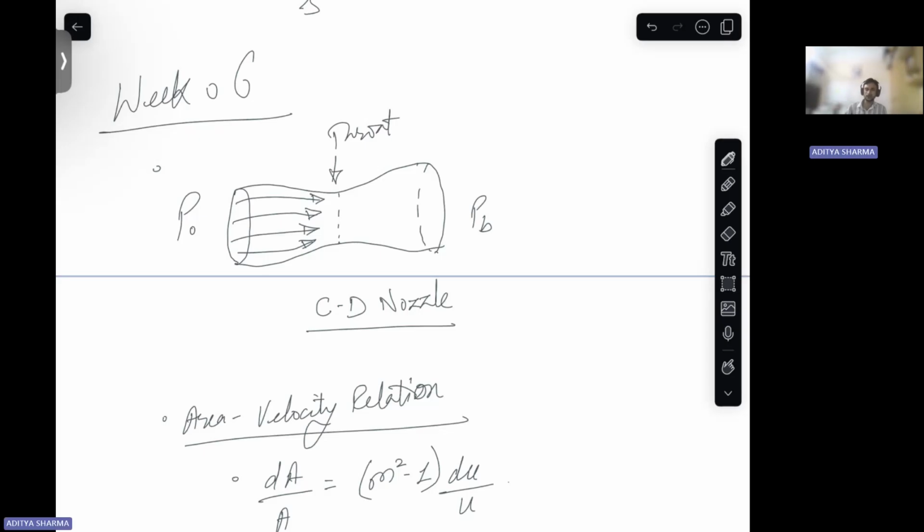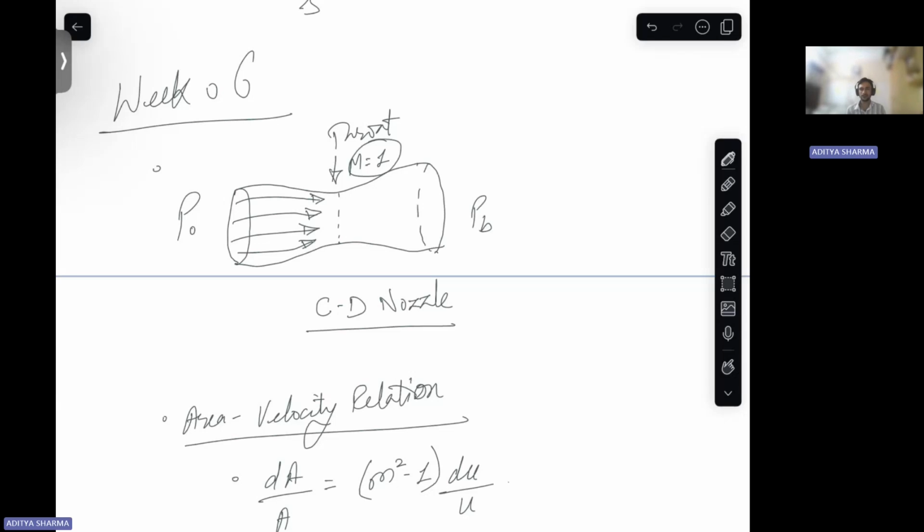But as you keep on reducing the back pressure, there comes one such moment where your throat gets choked. Okay. So beyond this, you cannot increase the velocity at the throat. And what is this velocity? So this is Mach 1. So at choke conditions, your throat will have Mach 1. So this is one thing.